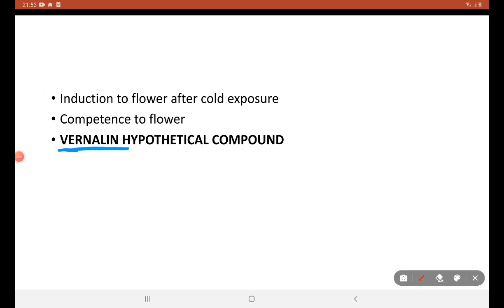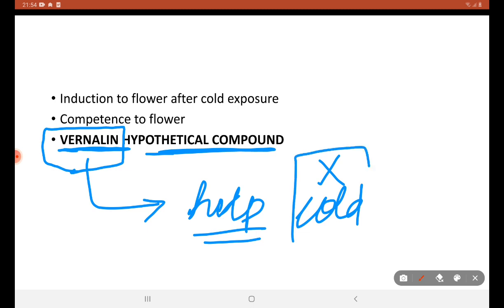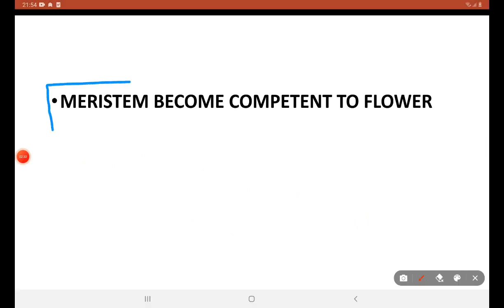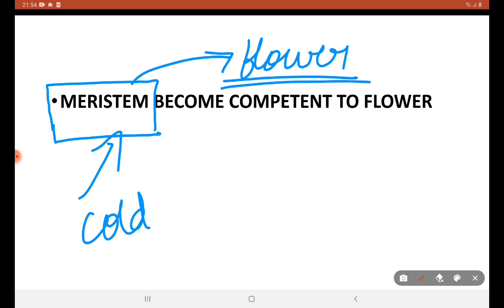Next is vernalin. Vernalin is a hypothetical compound. It is said by various scientists that vernalin is a compound that helps the plant to flower even in the absence of cold treatment, even without cold treatment. It is called vernalin. So, meristem is the area of the plant that is induced by cold treatment to flower. So flowering occurs at cells that are continuously dividing, that is meristematic cells.